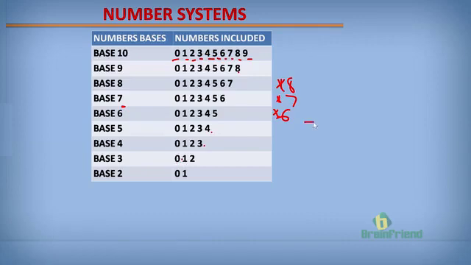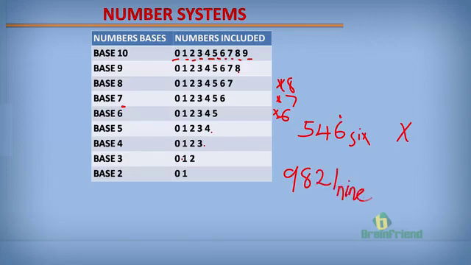So if I say this, 5, 4, 6, now we have 546 in base 6. This is incorrect because a number in base 6 cannot have the number 6 in it. Or if I write something like this, 9, 8, 2, 1, and I say this is a base 9 number, this is incorrect because a number in base 9 cannot have the number 9 in it. So these are just a few guidelines to know if you are correct when solving a question based on number systems.